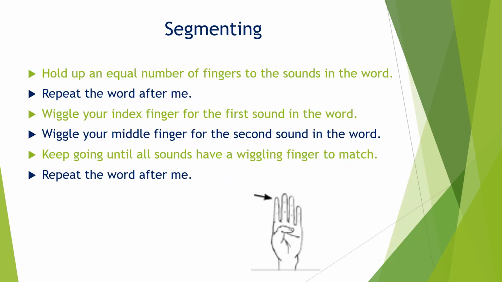Now let's segment those same words. Hold up an equal number of fingers to the sounds in the word. Repeat the word after me. Wiggle your index finger for the first sound in the word. Wiggle your middle finger for the second sound in the word. Keep going until all sounds have a wiggling finger to match. Repeat the word after me.